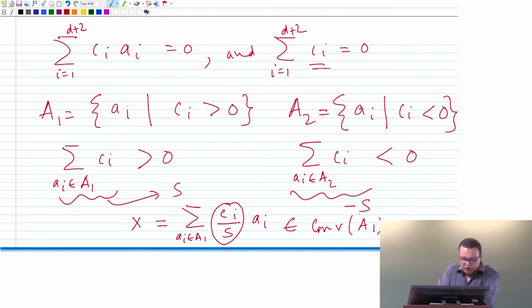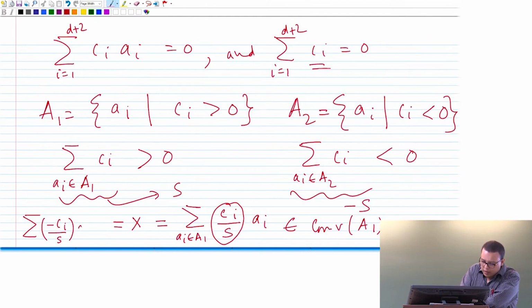But by construction, I can also write this as summation minus Ci by S Ai, where Ai belongs to A2. Can everyone see this? A2. Why is this the case? My claim is this is also true. Summation over A1 belongs to the convex hull, but I am saying x is equal to this also.